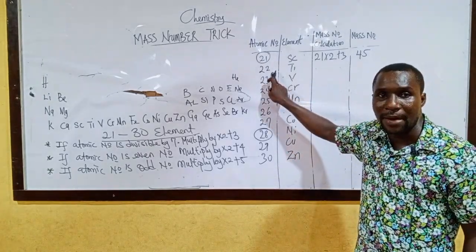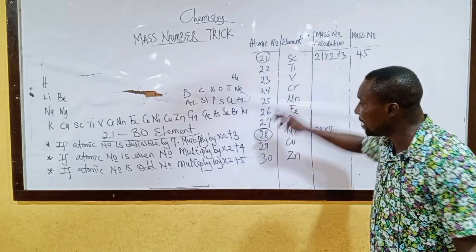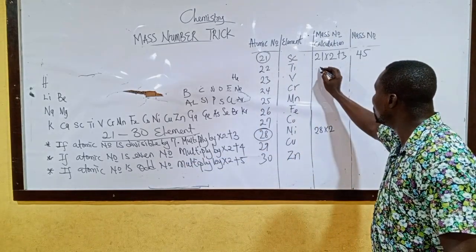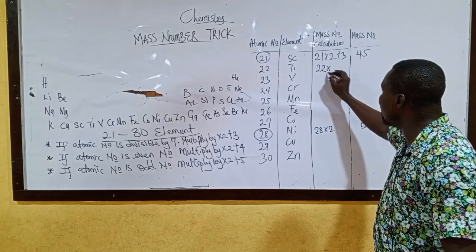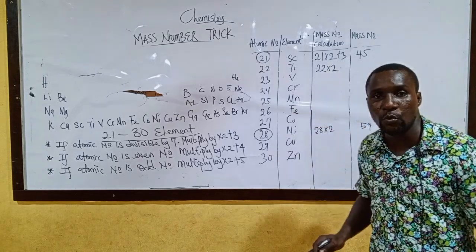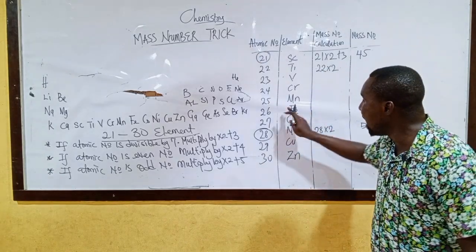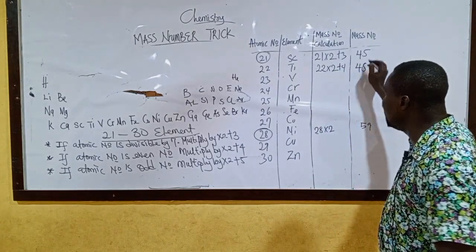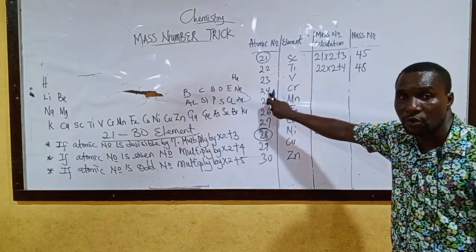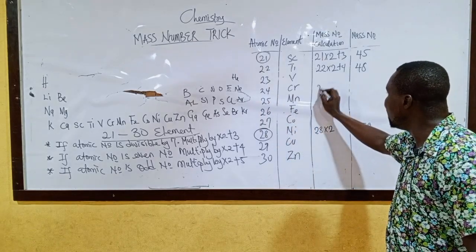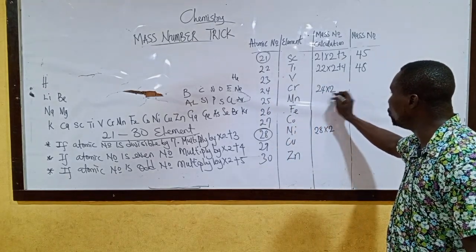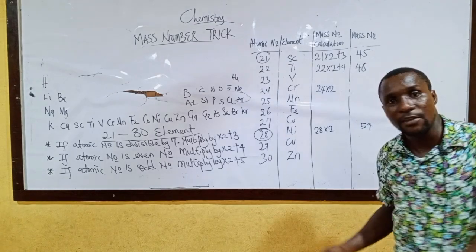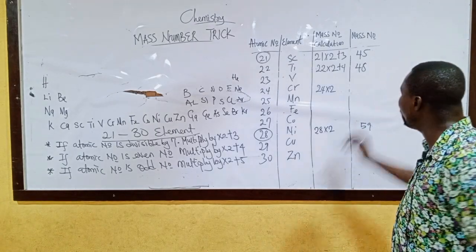22 is an even number. For an even number, multiply by 2, add 4. That means 22 times 2 gives you 44. Then add 4, which gives you 48. Let us look at another even number, 24. 24 times 2 gives you 48. Then add 4. That will give you 52.